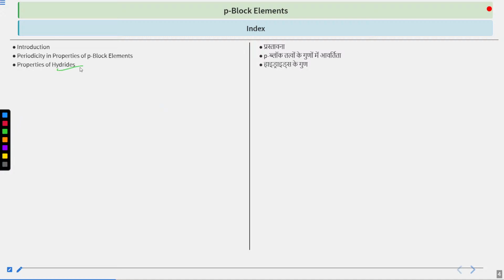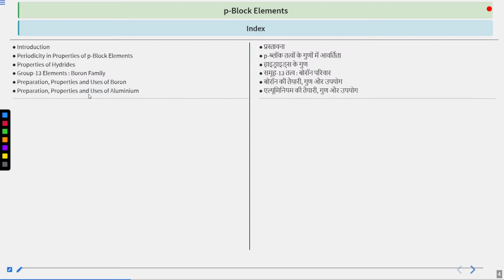Moving on further, we have properties of their hydrides. Then we will specially learn about boron. Boron is a very important member of this family, which is our group 13 element, and then we will look at its preparation, properties and uses. And at last, we will also look at aluminium, its preparation, properties and uses. So first of all, let us move to the introduction part.